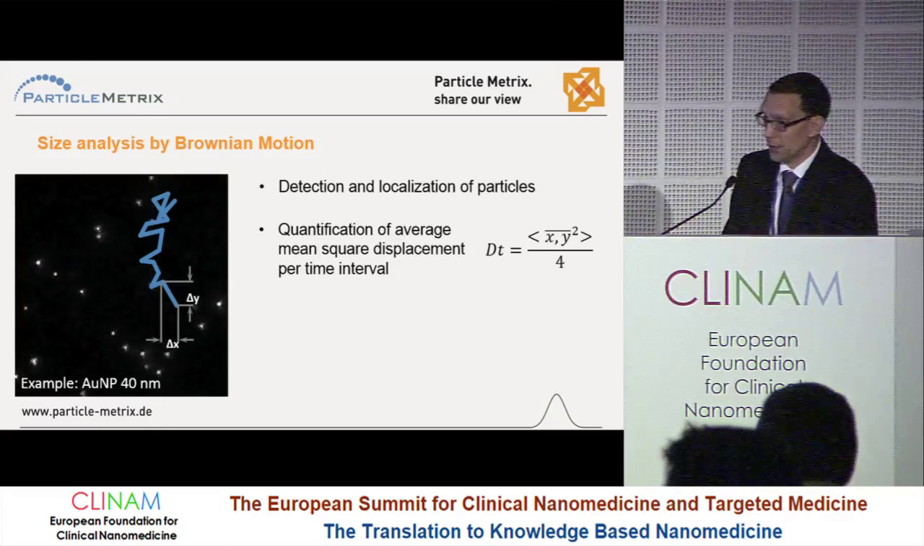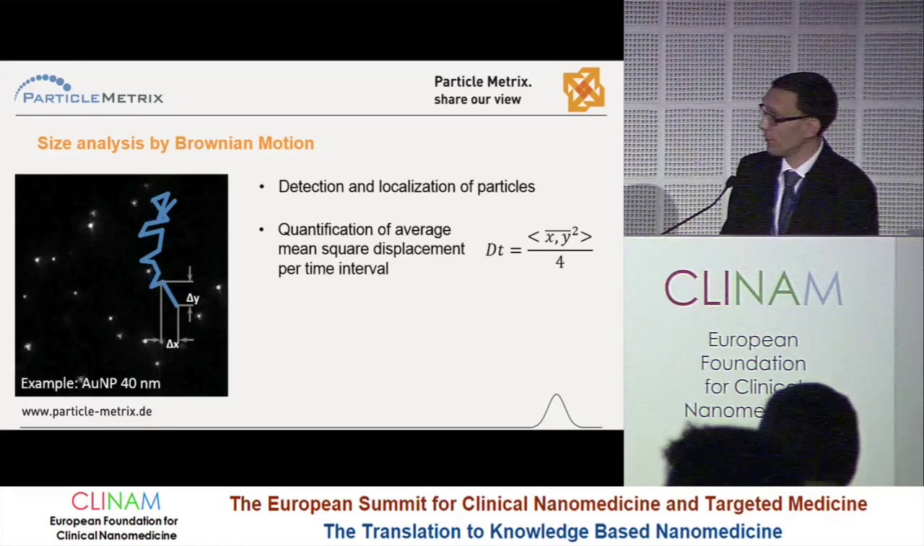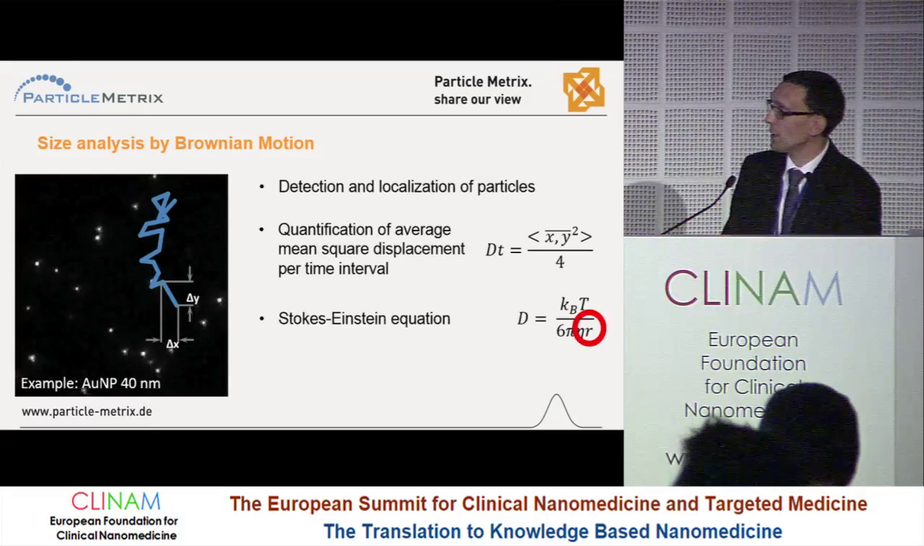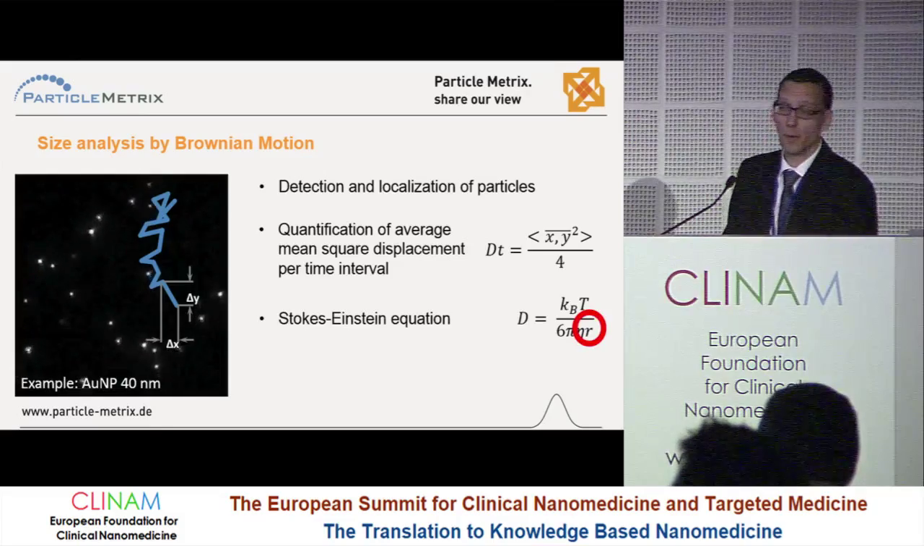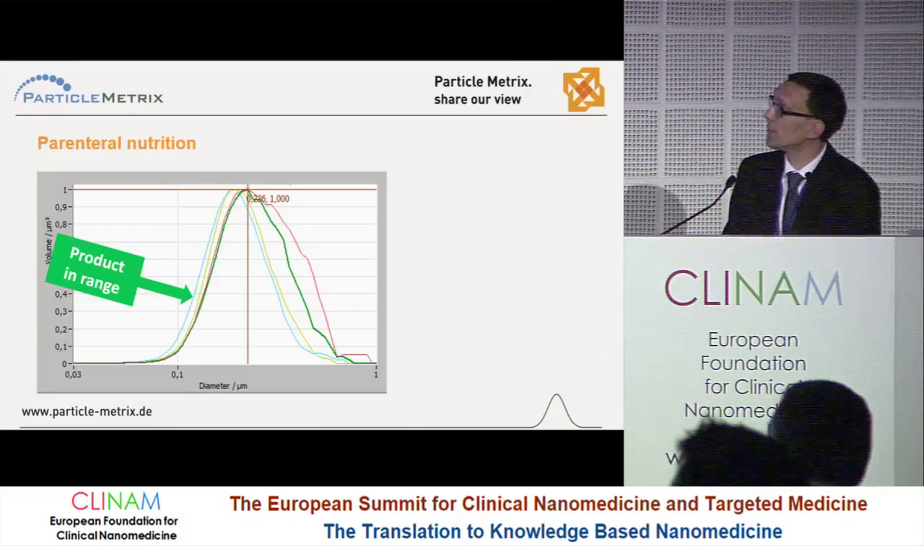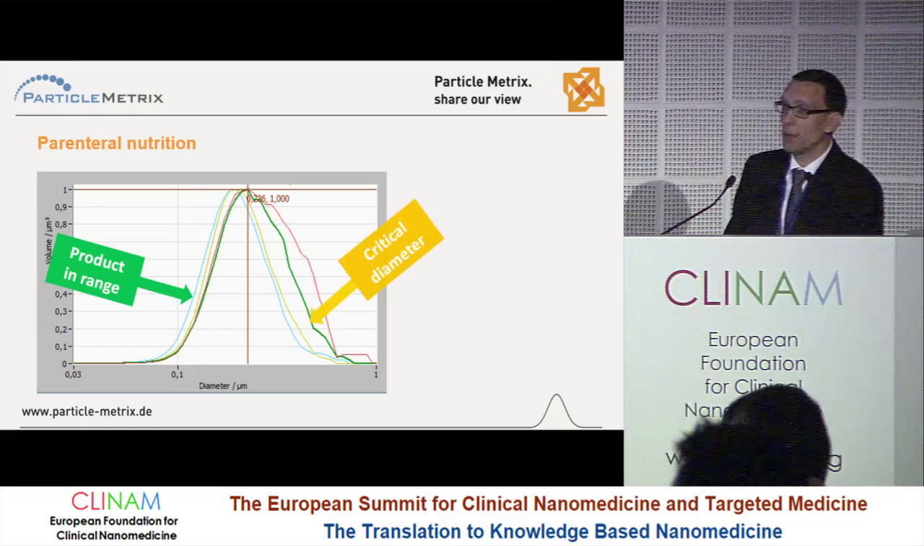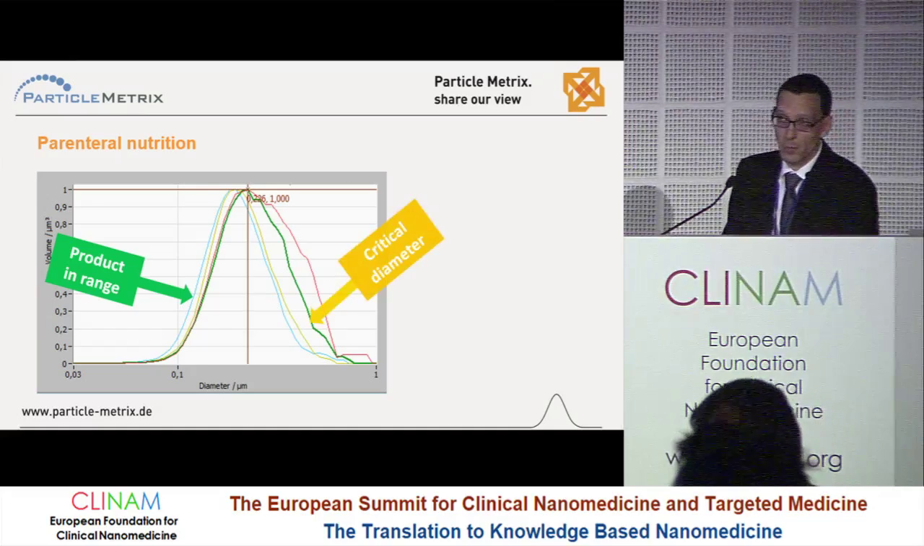This is basically the jumps the particles make from frame to frame. And with the Stokes-Einstein equation, we are able to get the particle size of a single particle. If we do this for many, many particles, we get a particle size distribution. So this is an example for parenteral nutrition. You see the two curves are, for example, in range. And then if you exceed a certain diameter, you exceed the stability criteria.